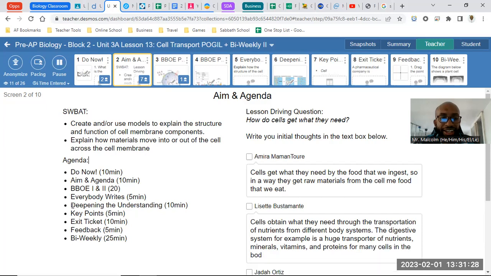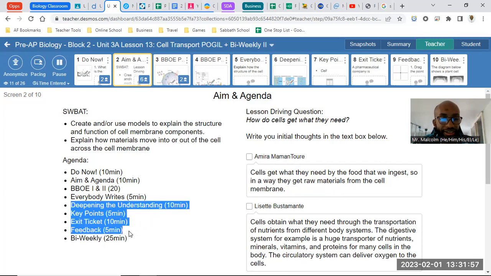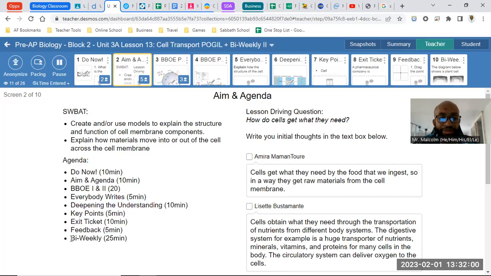In my other class, we did not get past everybody writes. So I'm thinking that we're just going to be doing our building a body of evidence, and that should take us through the end of class. Next time when you come back, I'm going to ask you guys to get started on your biweekly. Of course, you can do this when you get home. You can do the rest of it for homework, but pretty much for homework today is going to be deepening the understanding all the way through your exit ticket and feedback. But the bi-weekly we can do when we come next class.